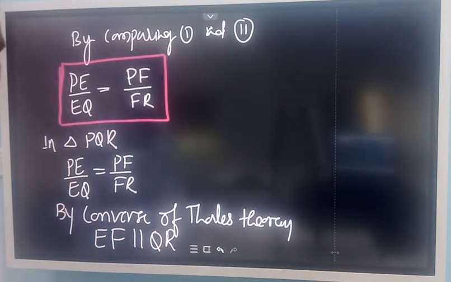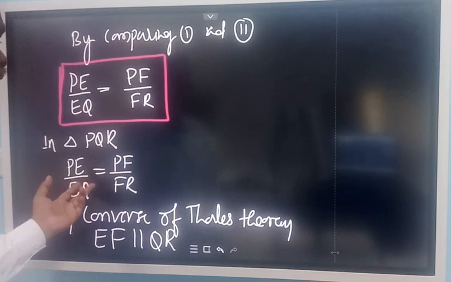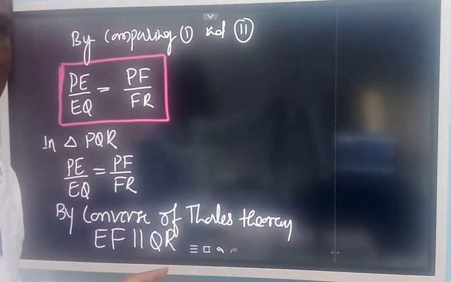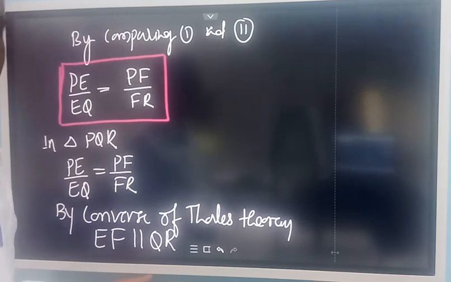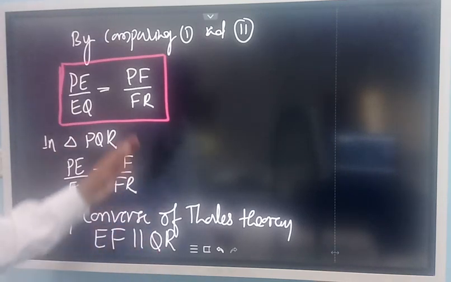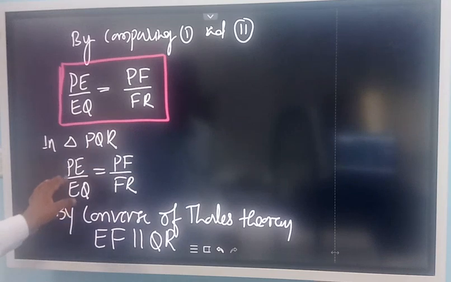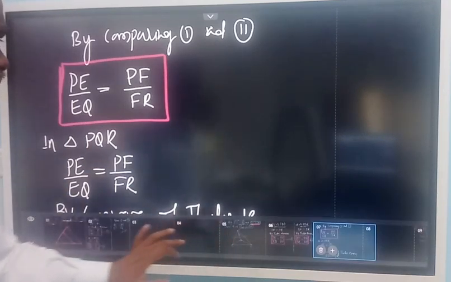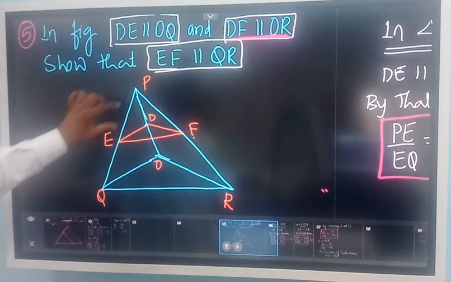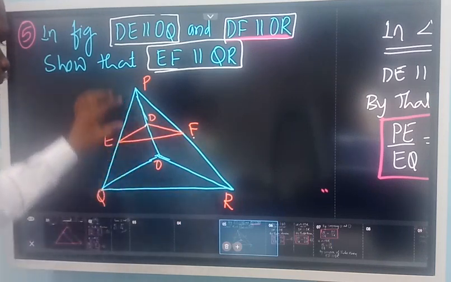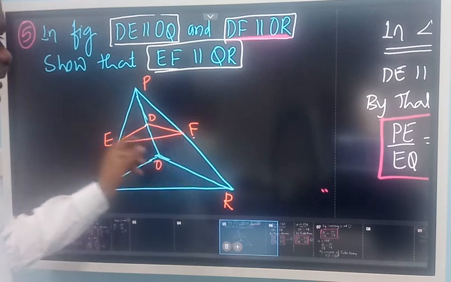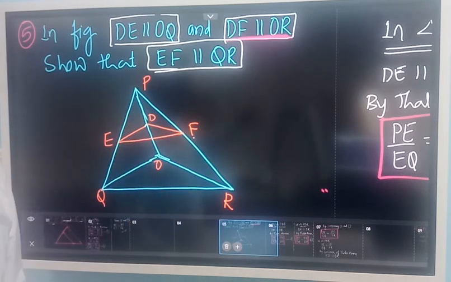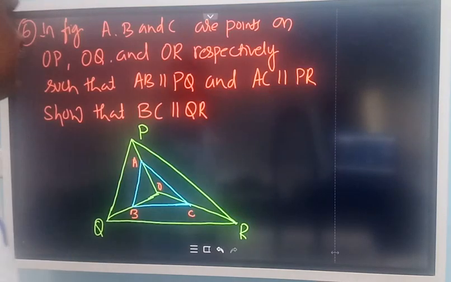Converse of Thales theorem says that if two sides of a triangle are divided in the same ratio, then the third side will be parallel to the line joining those points. So we can write that EF is parallel to QR because these two sides, PQ and PR, are divided in the same ratio by the line segment EF. Therefore, EF must be parallel to QR. That's the proof.